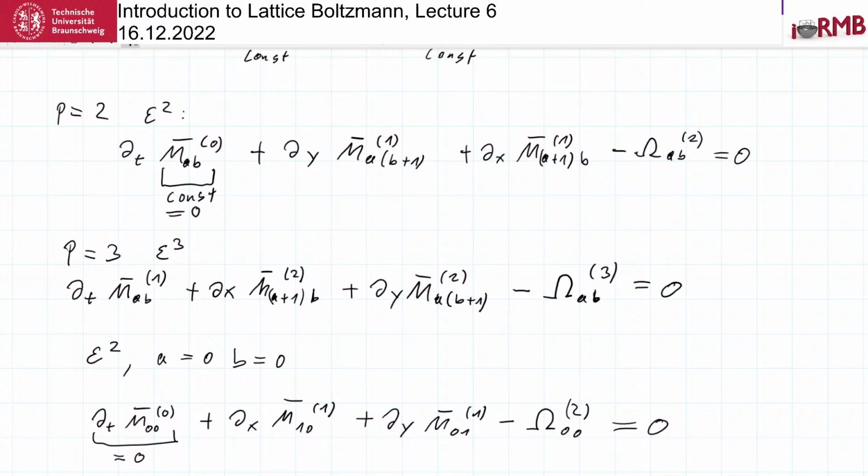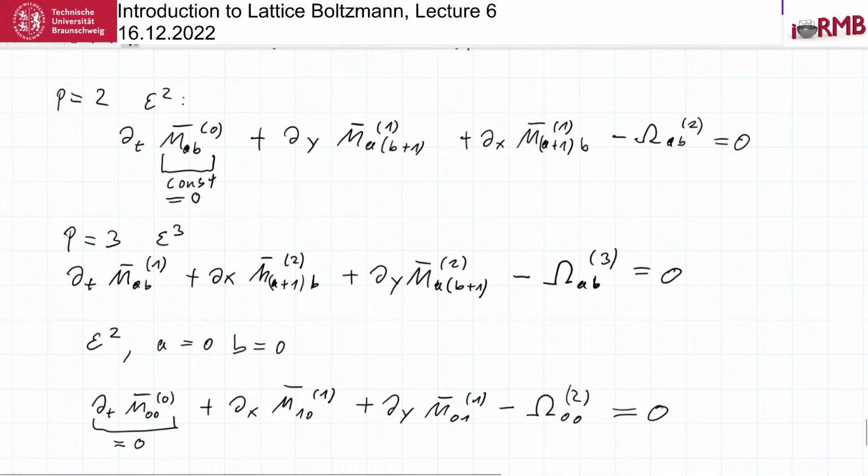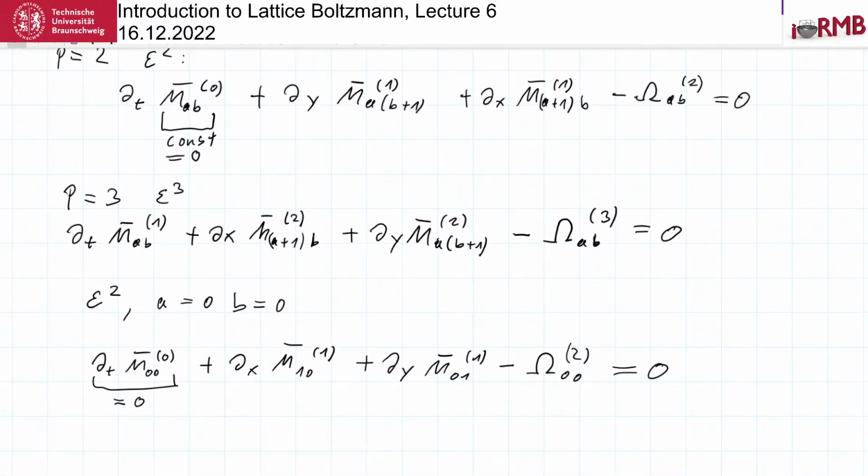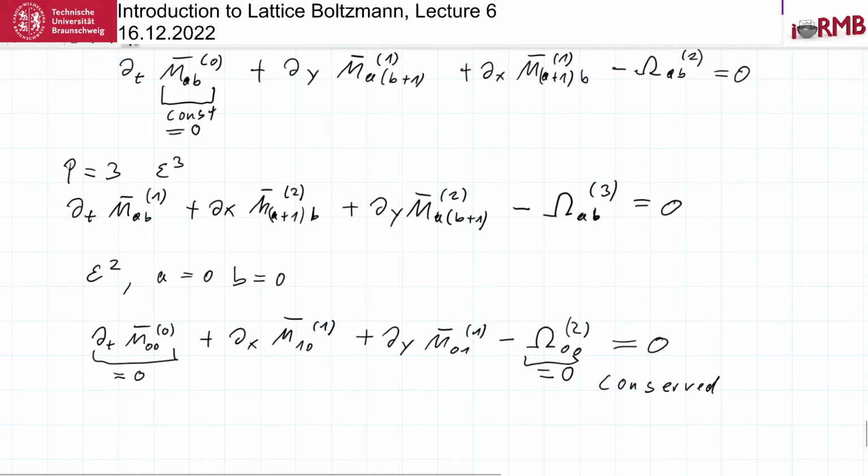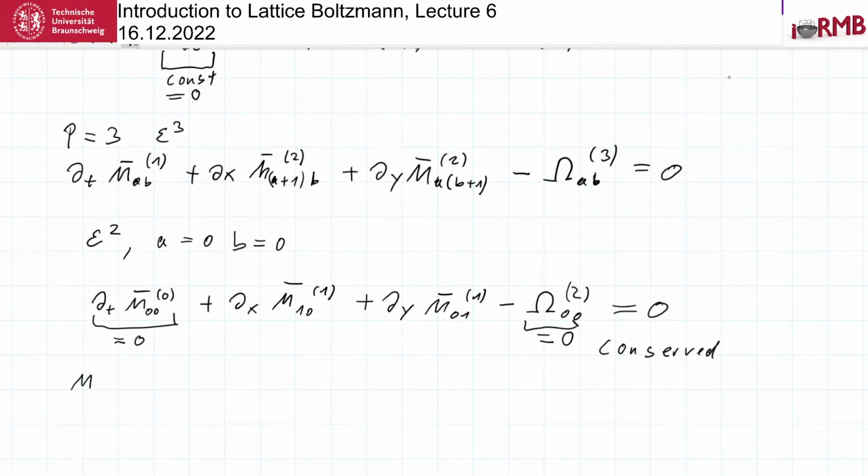M00 is the mass moment. The mass moment in our specific numerical method is a conserved quantity. So if it's a conserved quantity, pre and post collision are the same, and this means that omega is 0, because this is conserved. So specifically here.